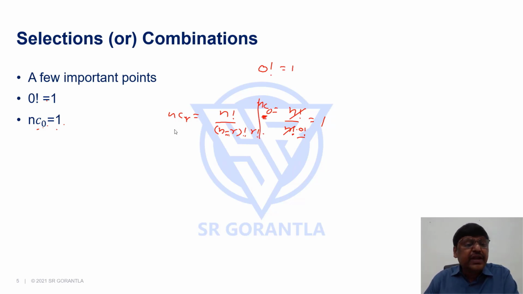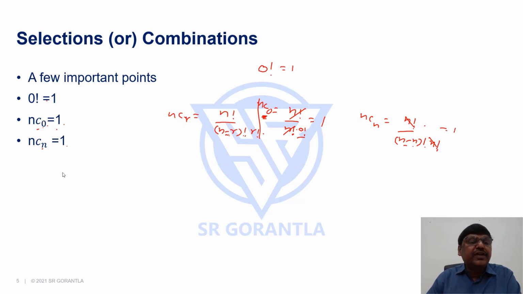Right? Now, similarly, when R equals N, the same thing happens. NCN means N factorial by (N minus N) factorial into N factorial, so this gets cancelled. N minus N is 0, factorial 0 is 1, so it will be 1.